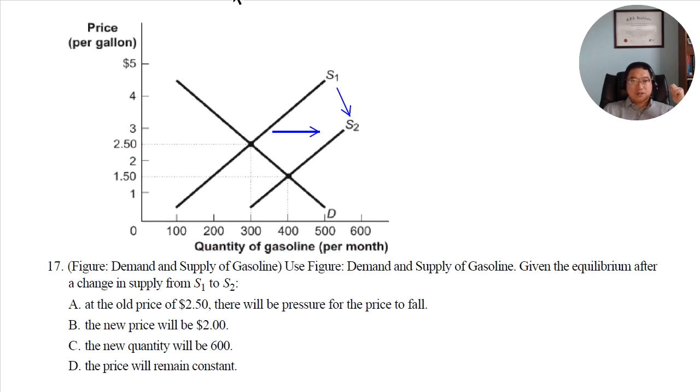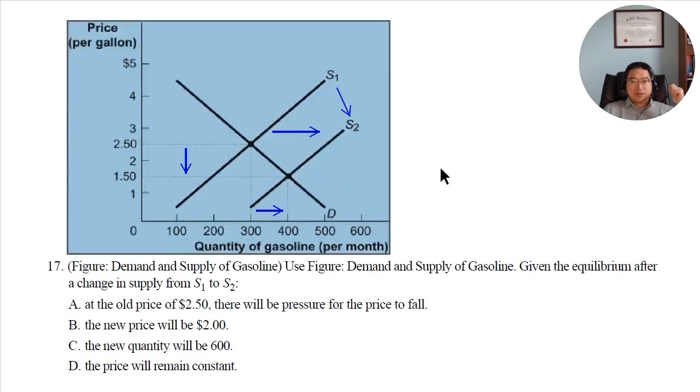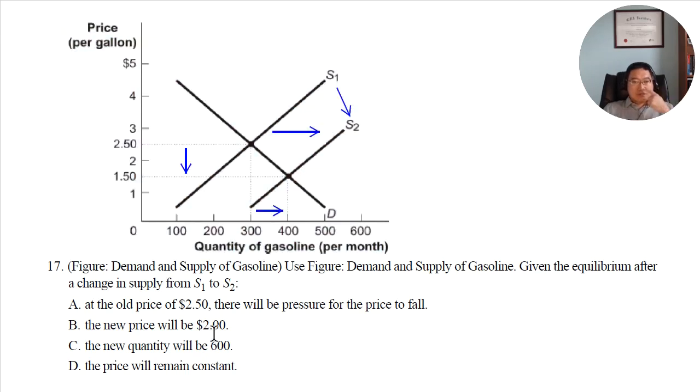And what's the result? Higher supply, price comes down, quantity, equilibrium quantity. This is the equilibrium quantity actually traded in the market. This equilibrium quantity increase. So that's what we see.